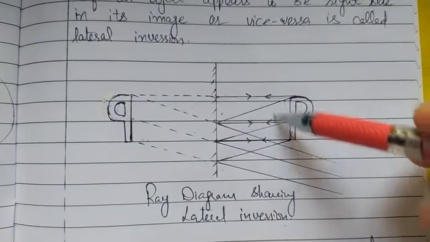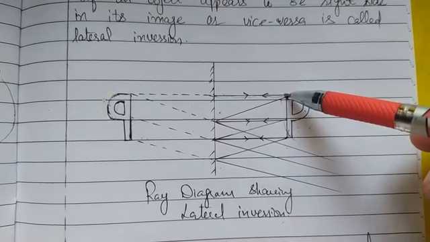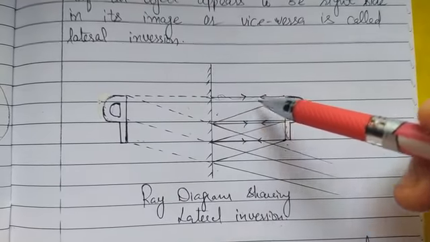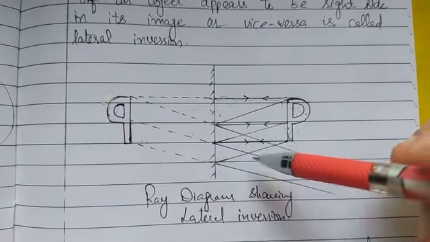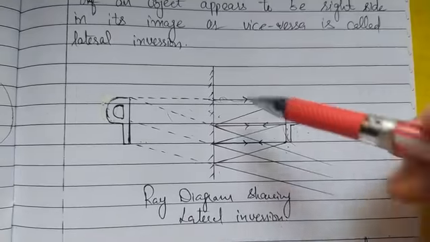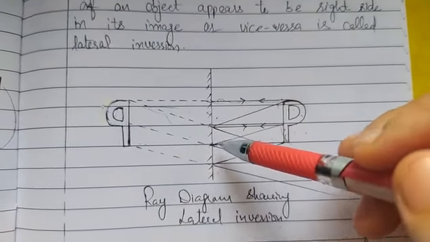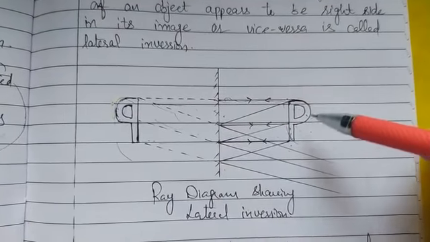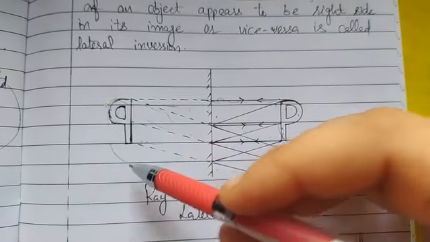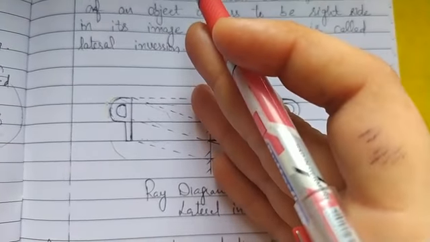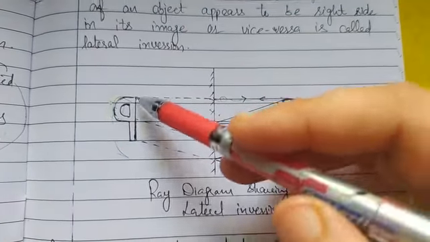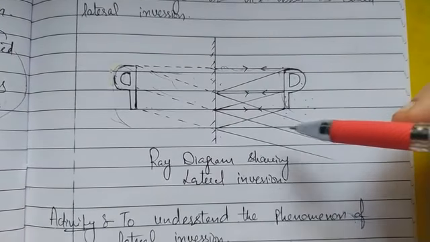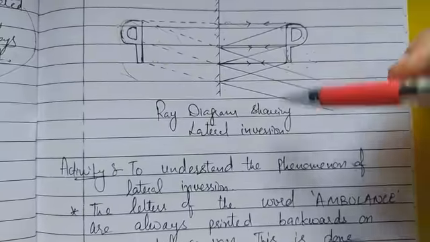We have drawn 2 or 3 rays of light from the starting, from the middle and from the end. So when the rays of light reflect from the mirror, they will follow this path, and if we extend these lines behind the mirror, then we will see that this image will be formed. So P will be seen inverted on the other side of the mirror, or we can say that this is the image of this letter P, which is placed in front of the plane mirror. So this is the ray diagram showing the lateral inversion.